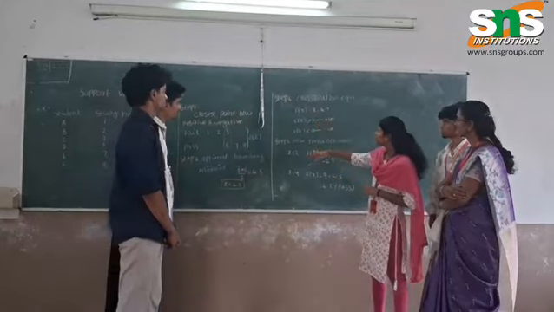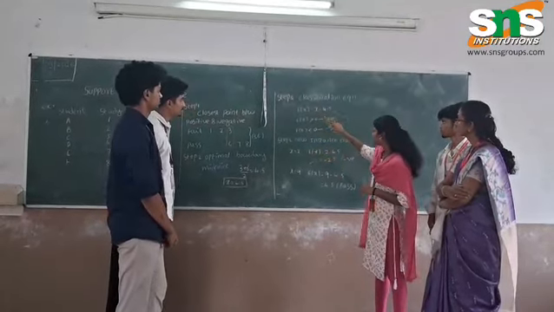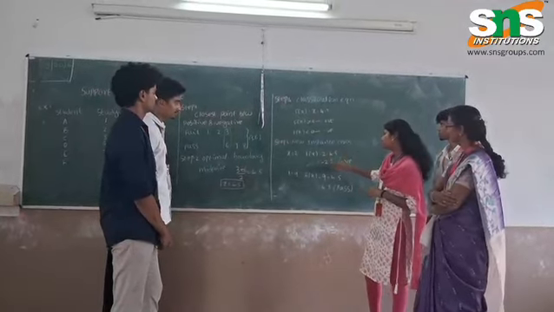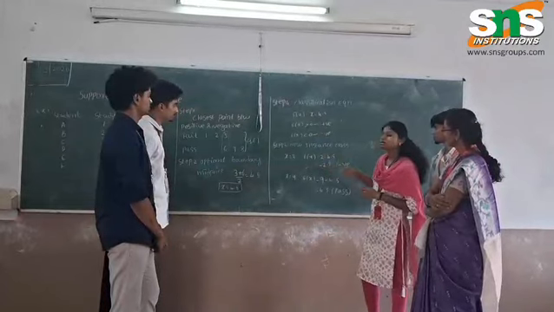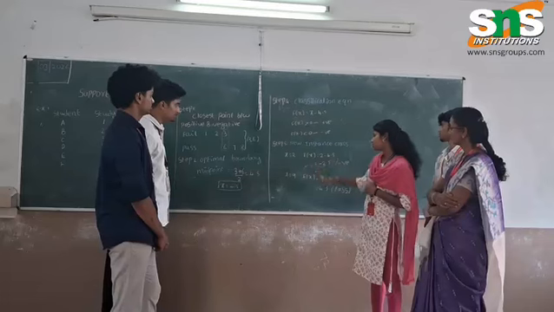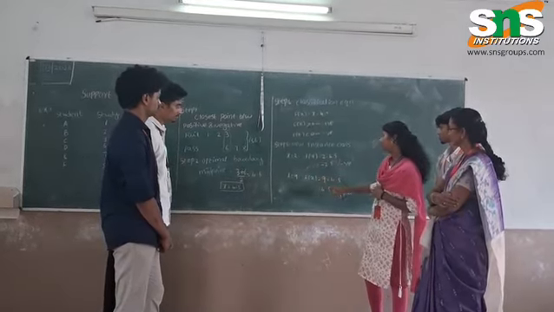We substitute into the formula f of x equals x minus 4.5. Replacing x with 2, we get 2 minus 4.5. The result is minus 2.5. This is a negative value, so the student will fail. The next value is x equals 9, so f of x equals 9 minus 4.5. The result is 4.5, so the student will pass.